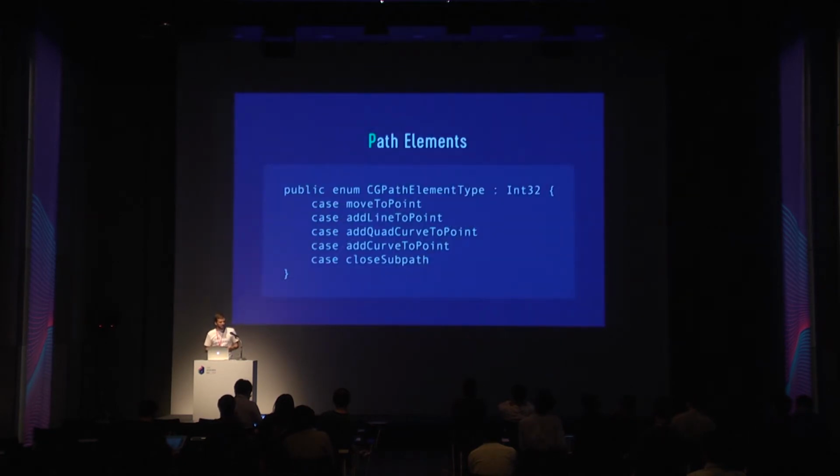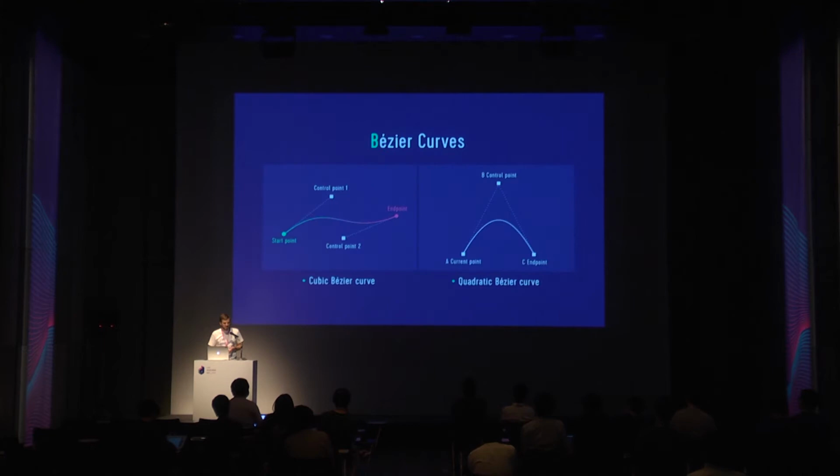So let's have a look at the documentation. What can we actually draw? From what elements does a path consist? We have a move to point, we have add line to point, and we have something called add quad curve to point and add curve to point. Those two look very interesting. Let's have a closer look at those two path elements.